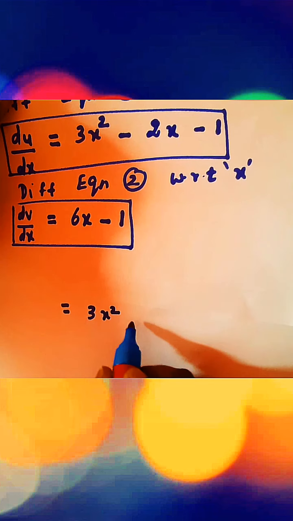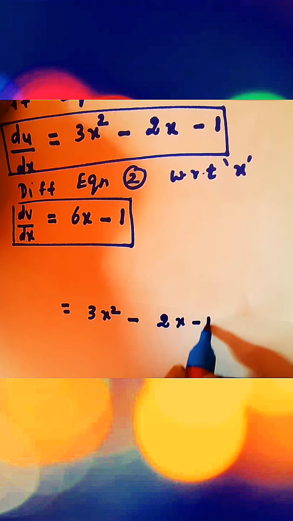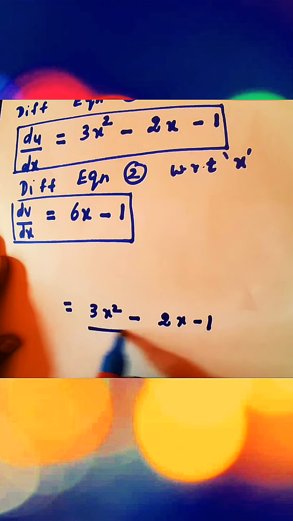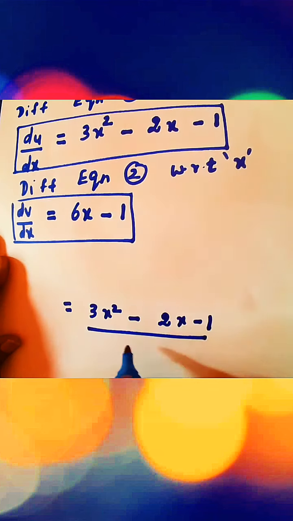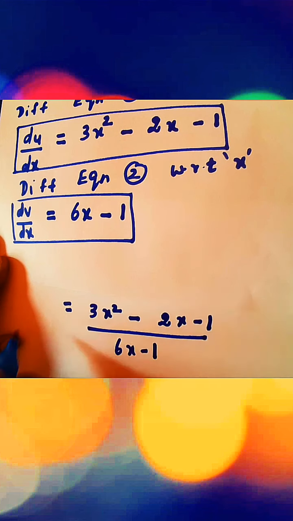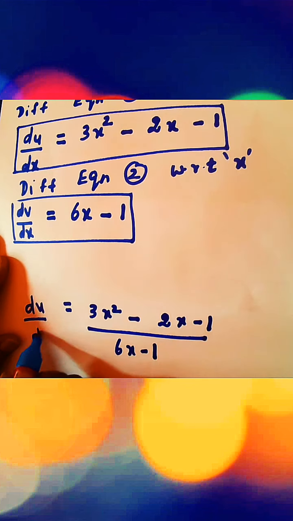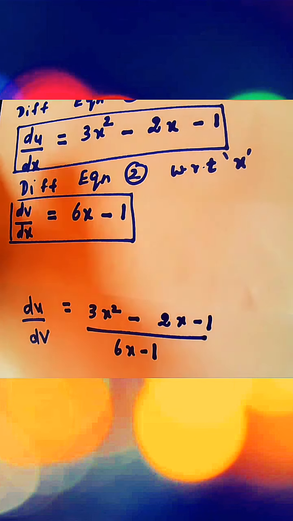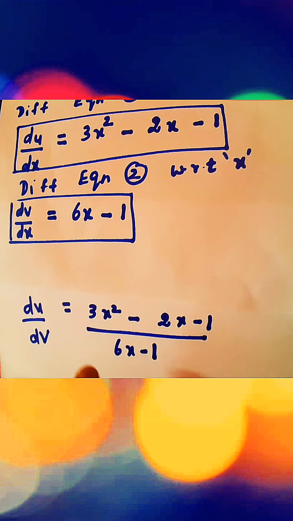So what we got, du by dx, I'm just substituting in the formula. Okay. So what is the formula? What is du by dx? We have 3x square. Am I right? So 3x square minus 2x minus 1. Right? Divided by, what is your dv by dx? 6x minus 1. This is your du by dv. Can we cancel any of the terms? No, we cannot cancel. Alright.